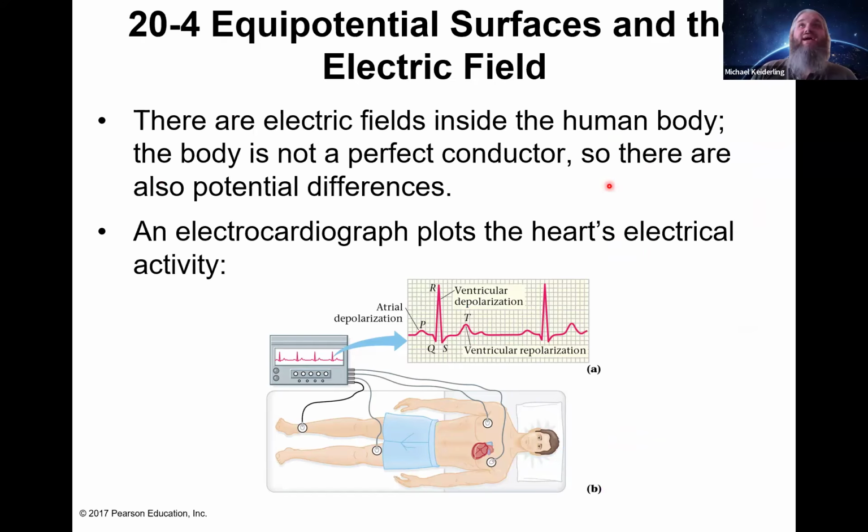And there are electric fields inside the human body. Our body is not a perfect conductor, so there are also potential differences. These are very important, actually. Many biological processes use potential differences to send signals. That's how you send nervous signals or trigger muscles and things. And an electrocardiograph is a device that plots the heart's electric activity. So you can look at how the heart is pumping by looking at the electrical signals you get at various parts on your body.